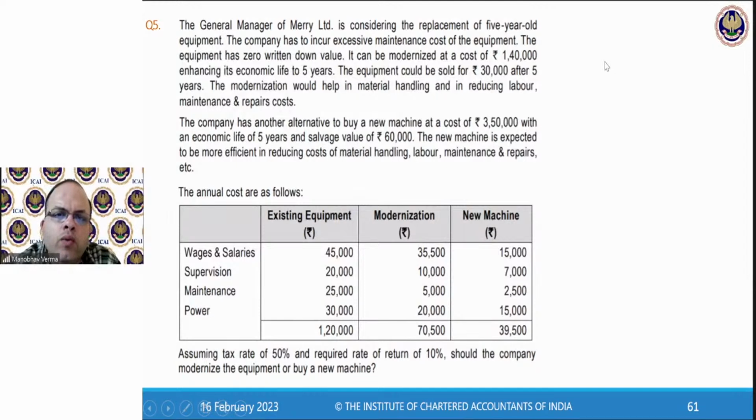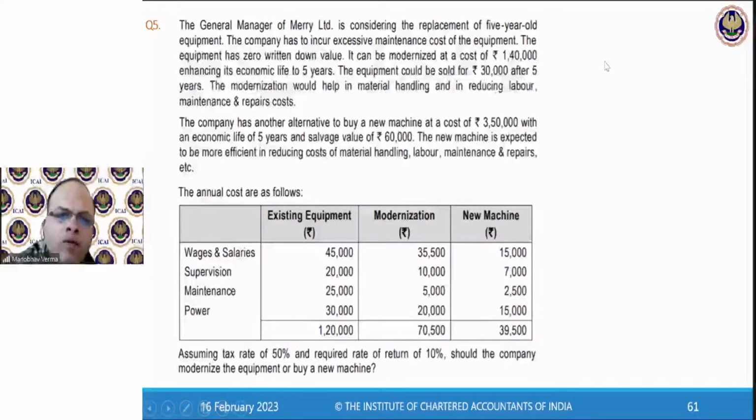Great. So what is happening in this one, guys? They're considering replacement of a 5-year-old equipment. The company has to incur excessive maintenance cost of the equipment. The equipment has zero written down value. It can be modernized at a cost of 1,40,000, enhancing its economic life to 5 years. The equipment could be sold for 30,000 after 5 years. Modernization could help in material handling and reducing the labor, maintenance, and repair cost.